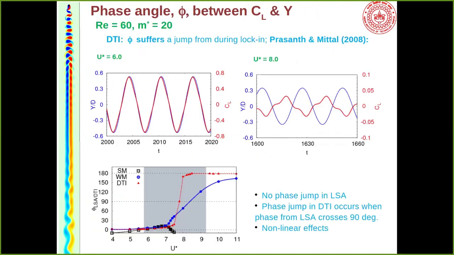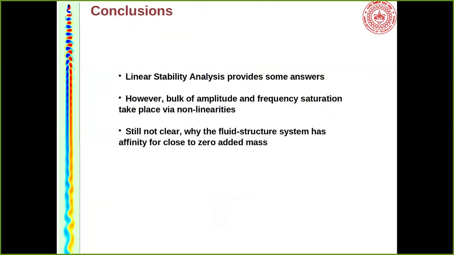So I'll just close with this slide. The phase is very important. The phase between CL and Y. So these are the phase plots for 6 and 8, these are values. And what we found is that the phases are plotted here. From the direct time integration, we get this phase, the red line, and the phase plots for the structural mode and the wave mode are also plotted here. So phase jump occurs when the phase from LSA crosses 90 degrees. This is one learning that we got, and of course, nonlinear effects are important.